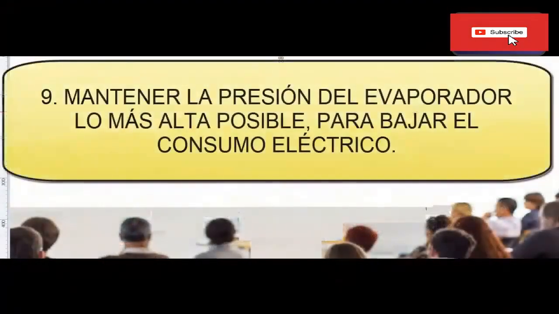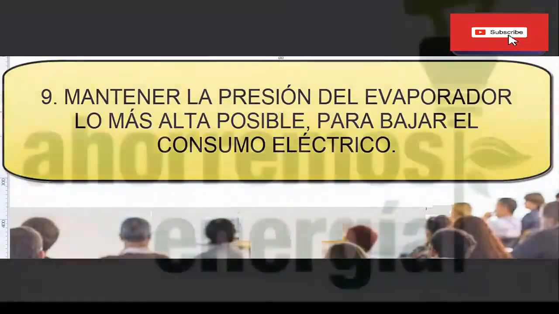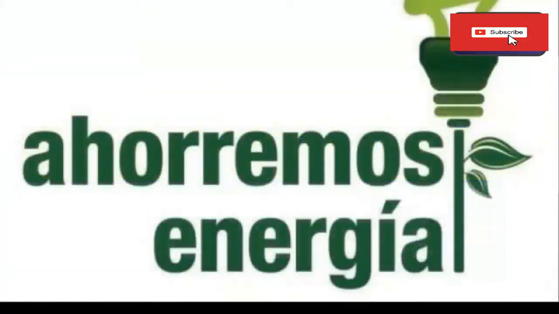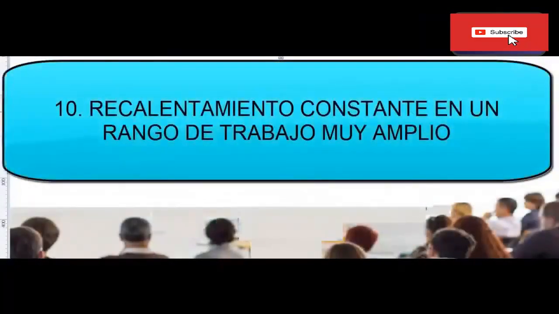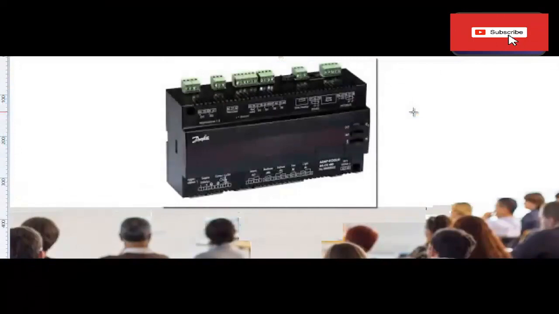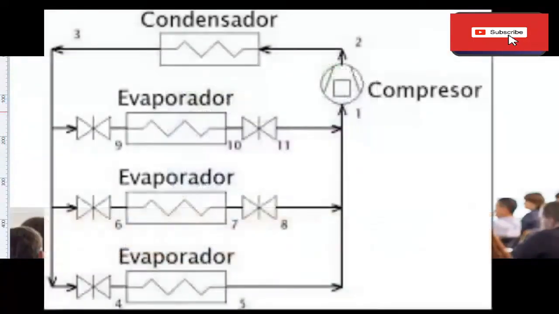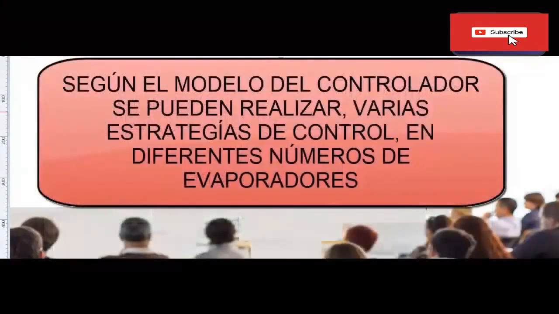9. With the use of the electronic controller of the evaporator, there is the possibility of increasing the suction pressure, decreasing the electrical consumption. 10. Electronic evaporator control ensures the lowest possible superheat, bringing performance closer to a flooded evaporator system. 11. Depending on the controller model, control of one valve for one evaporator, one valve for two evaporators, two valves and two evaporators, and many other combinations can be realized.